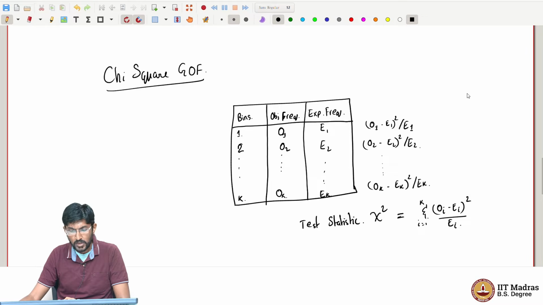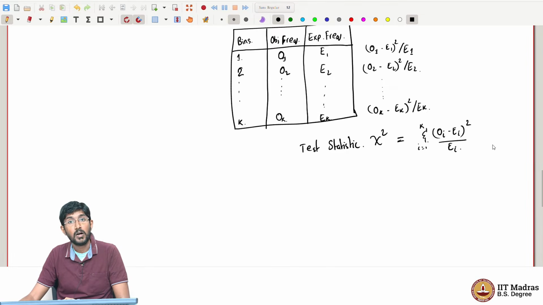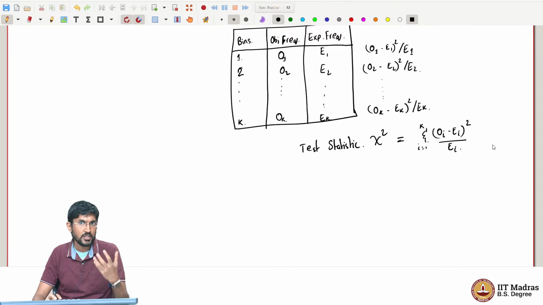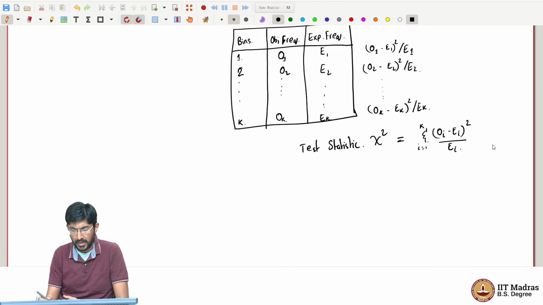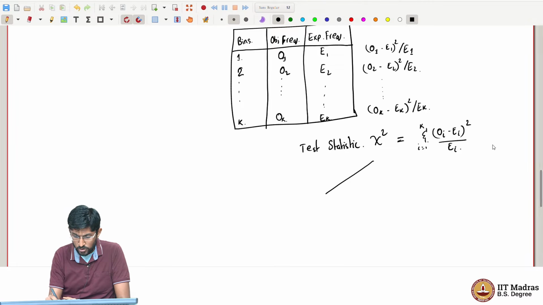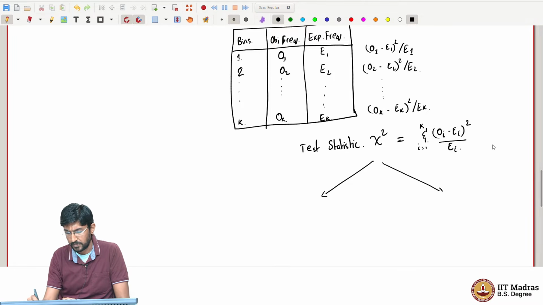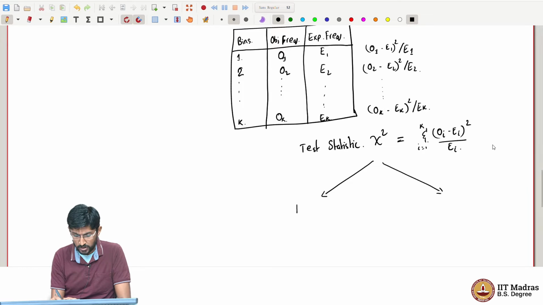Now, once you have got a test statistic, how do you conclude whether you are going to accept the null hypothesis or reject the null hypothesis? That is going to be the end goal of any test, correct? So for that, you can use 2 approaches. The first approach is the p-value, right? So for this chi-squared value that you have got, you will compute the p-value.